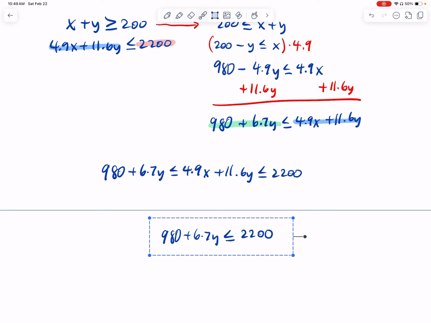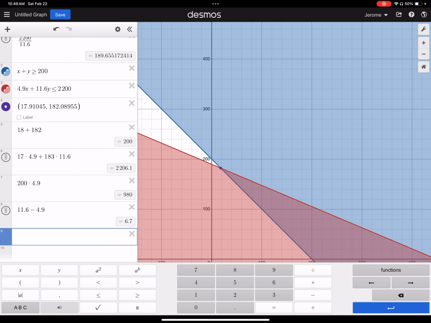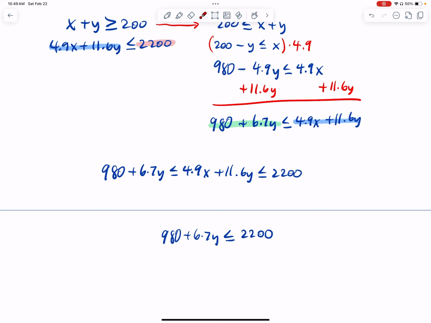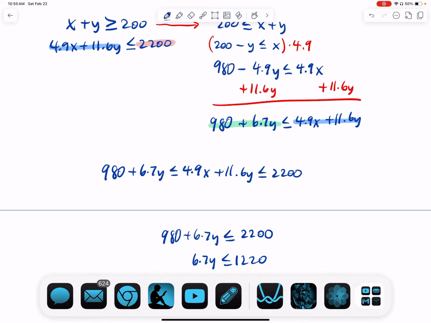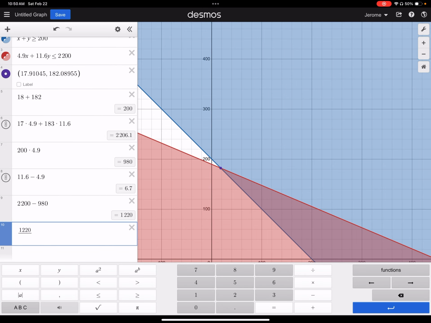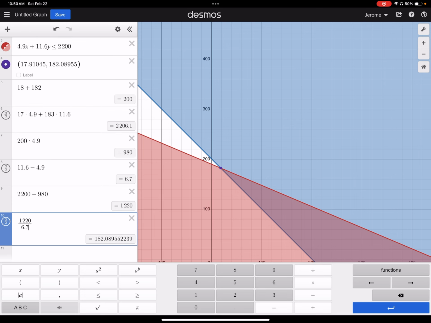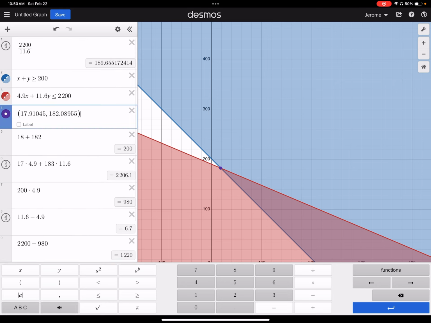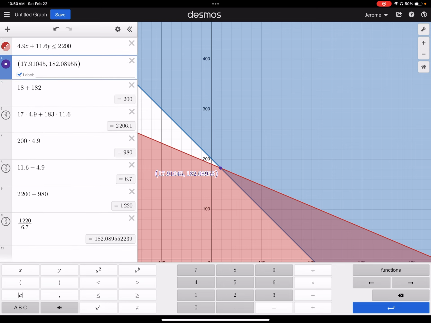So to isolate the y, get rid of the 980 first, so we'll subtract that to the other side. So 2,200 minus 980, we get 1220. 6.7y is less than or equal to 1220. And then finally, I'll just divide both sides by 6.7. 1220 divided by 6.7. Hey, that number looks familiar. 182 point decimals. As a matter of fact, it looks exactly like this point over here that we labeled as that point of intersection. Actually, ours is just a teensy bit more accurate.